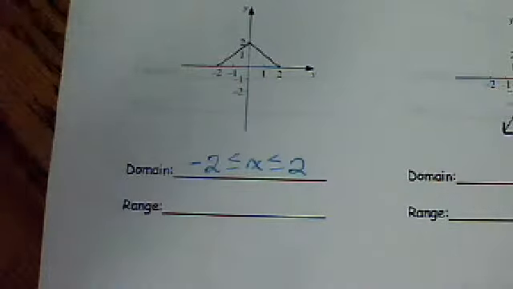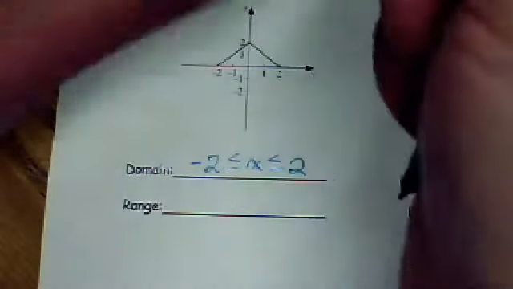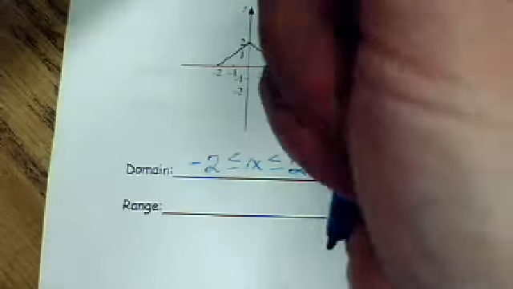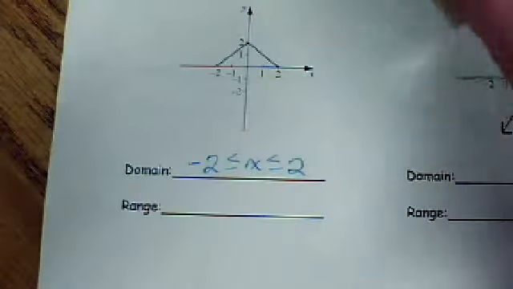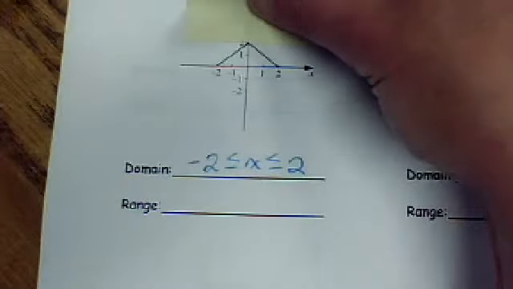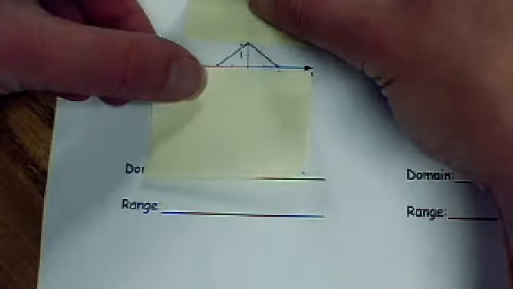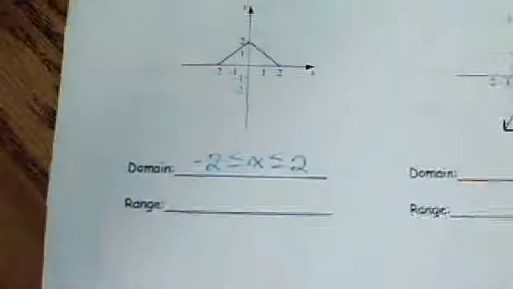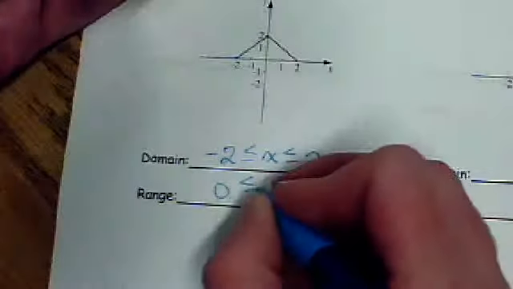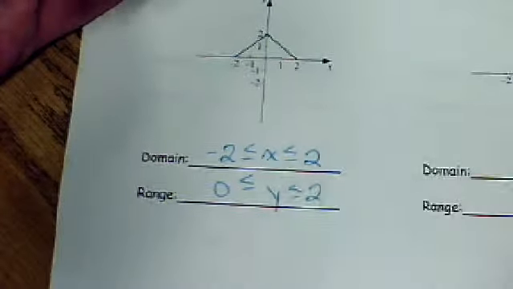For our range, we're looking at y values. So if we look, one way to do this is with sticky notes. That's as far up as it goes, and that's the lowest it goes. So it's from 0 to 2. 0 is less than or equal to y, which is less than or equal to 2.